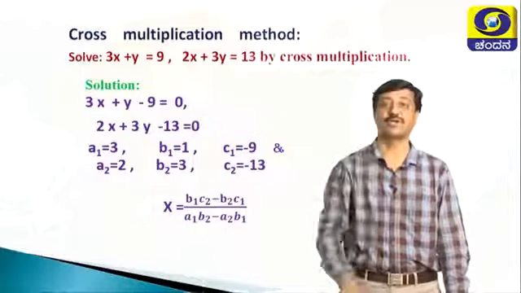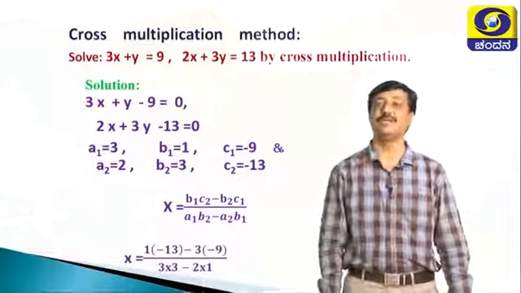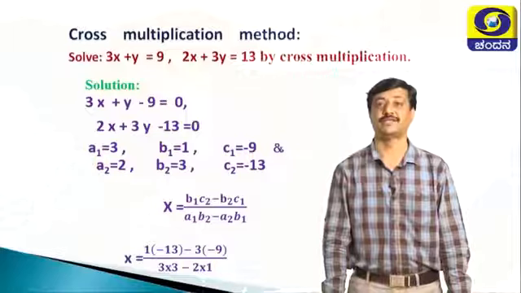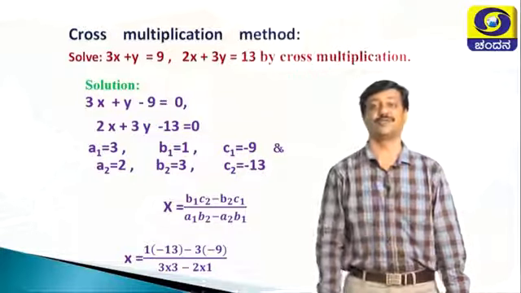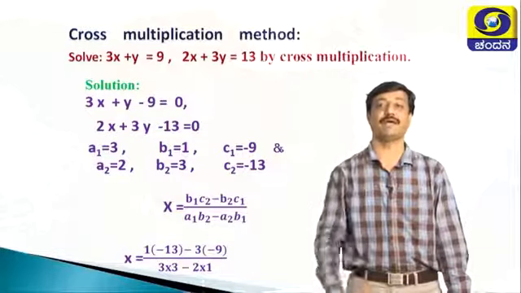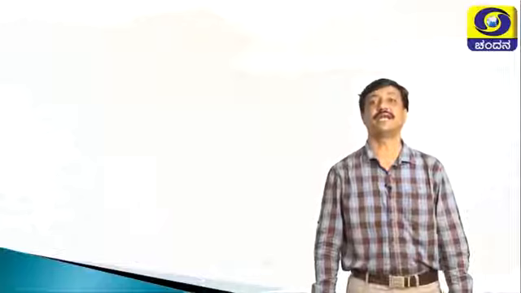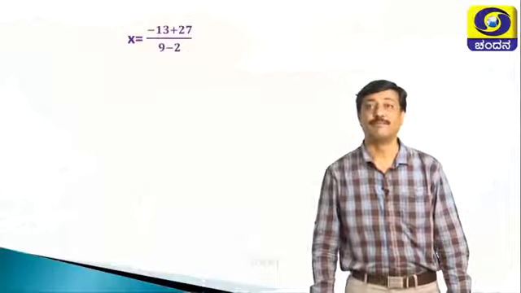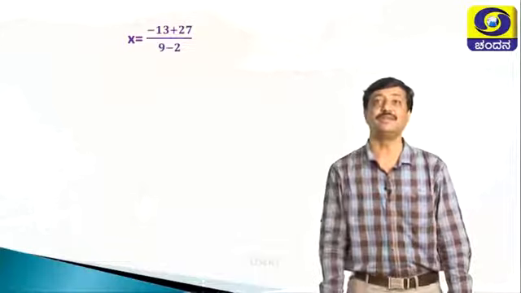After substituting the values, you will get x equal to 1 into minus 13 minus 3 into minus 9, divided by 3 into 3 minus 2 into 1. Now you have to multiply 1 into minus 13 and minus 3 into minus 9. You will get x is equal to minus 13 plus 27. In the denominator, you will get 9 minus 2.